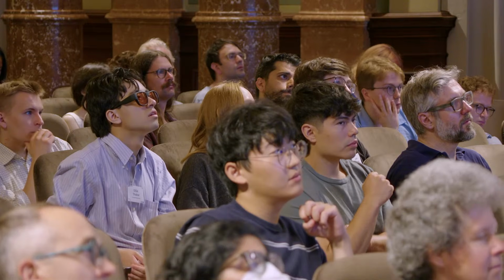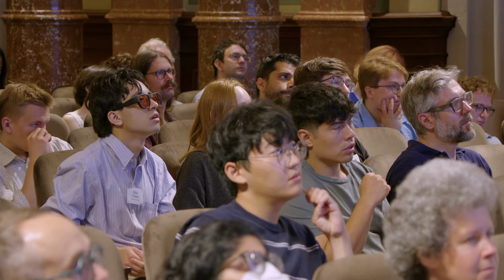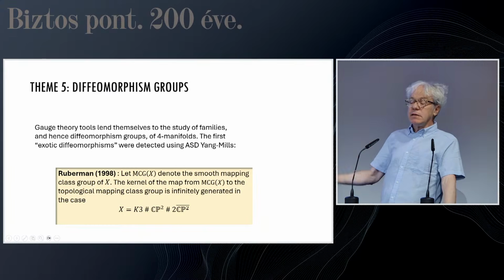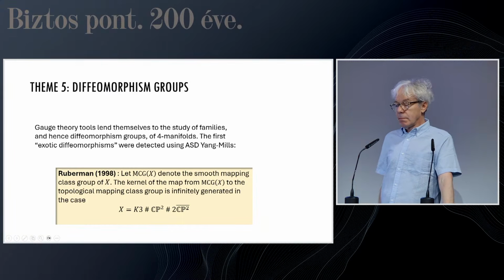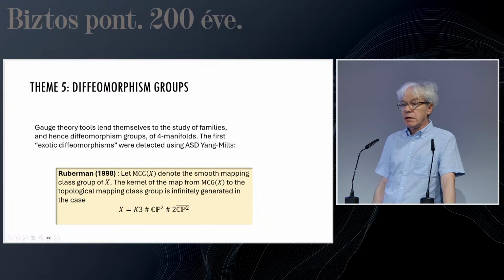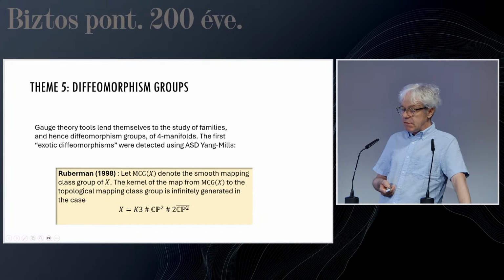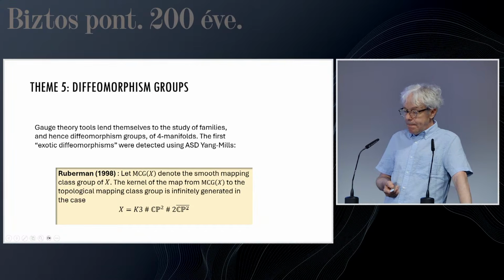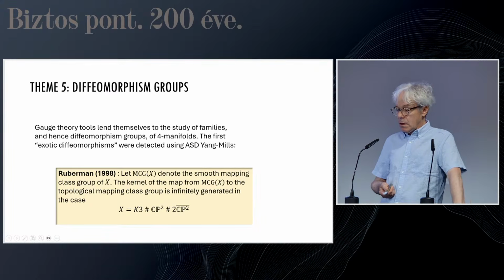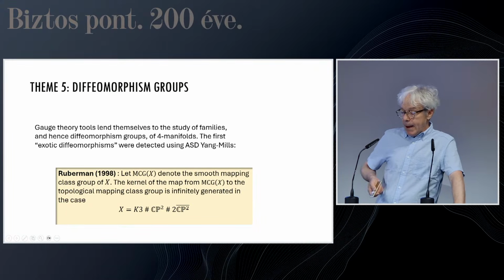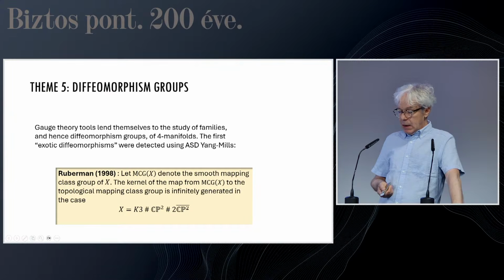Another theme is diffeomorphism groups. Gauge theory lends itself to the study of families. Naturality in families is sort of built in, in some sense, to the constructions in gauge theory. But it was a while before this was realized in new results in mathematics, and that began with Danny Ruberman's paper in 1998.